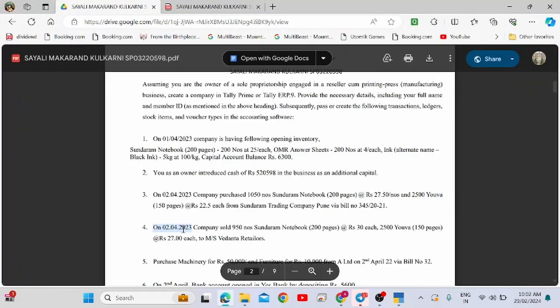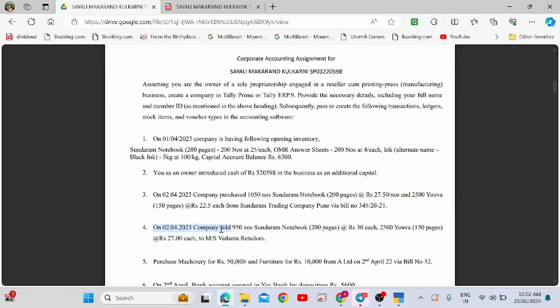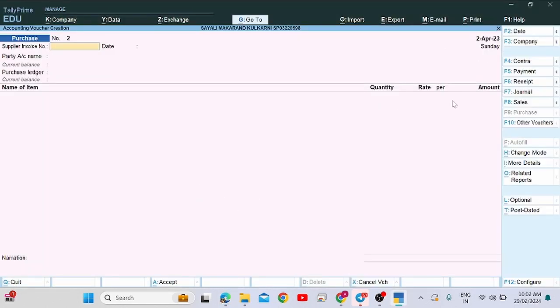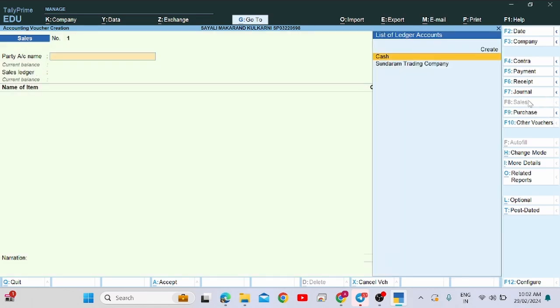Then on 2nd April itself, company sold. By reading this, as I said, you should focus on voucher type and date. Now date 2nd April, correct, and voucher type sales. Right now I have purchase, therefore change it to sales.